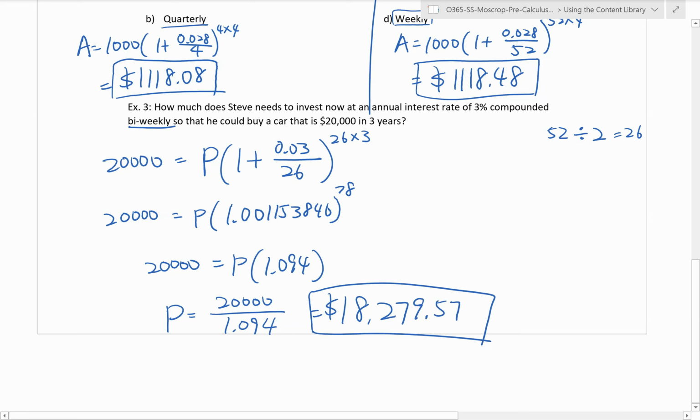So that's how much he needs to invest right now in order to get $20,000 in 3 years. That's not that bad, actually. You make almost $1,800 in 3 years? That's not bad. I mean, if you just put this amount into the bank and just leave it there, you get $1,800 in 3 years. I'll take that. But right now, what that means is you actually need to have $18,000 free right now to invest.